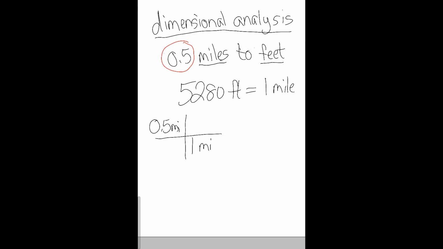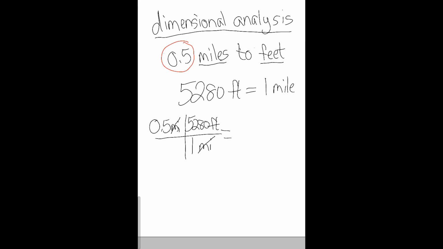What does 1 mile equal? 1 mile equals 5,280 feet. So that's what goes on top. So now, if something's written on top and something written on bottom, what can you do? You can cancel it. So the only thing on top and on bottom are miles. So we could cancel our miles. And now you just multiply across the top.